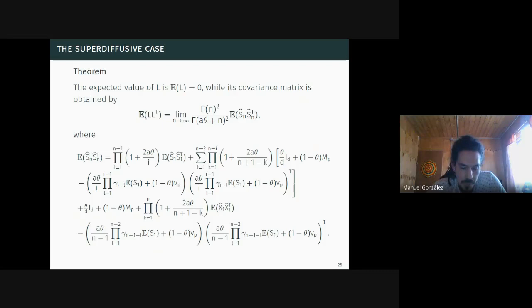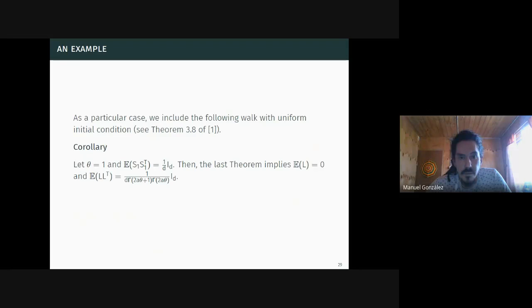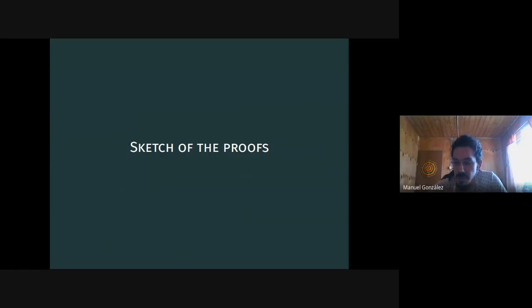Okay, and this result allows me to obtain, of course, in the limits of this quantity, at least the first and second moment for this random vector in the superdiffusive case. Okay, then, well, an example, of course, the multidimensional elephant random walk is a possible particular case. I need to put theta equal 1, and the initial condition, for instance, for the elephant random walk is to select the initial step uniformly. Okay. Then let me explain some ideas about the proof.